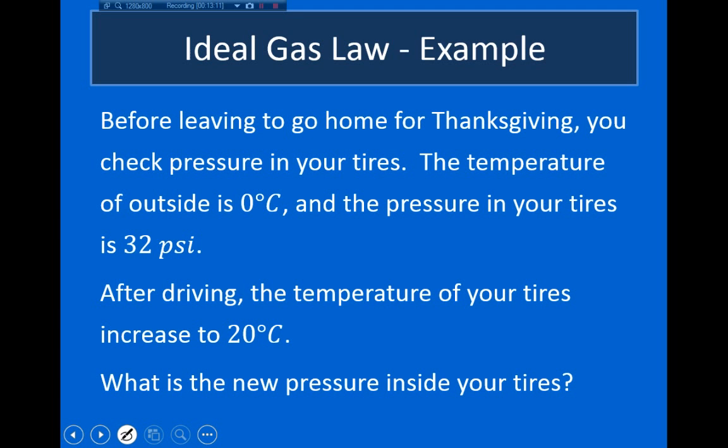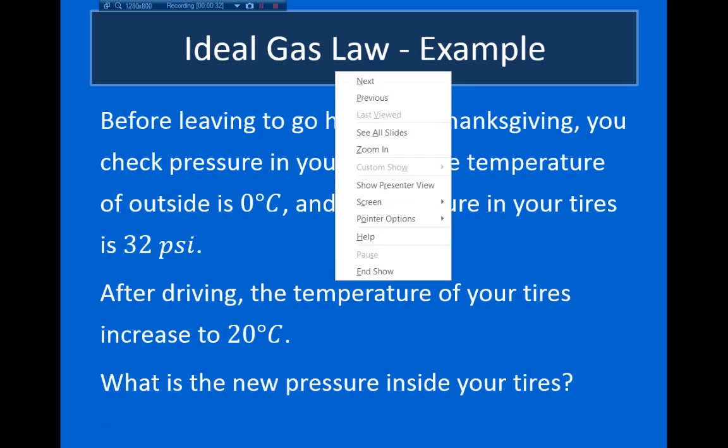So let's go ahead and look at an example. The first example says, before leaving to go home for Thanksgiving, you check the pressure in your tires. The temperature outside is 0 degrees Celsius and the pressure in your tires is 32 psi. After driving, the temperature of your tires increases to 20 degrees Celsius. The question asks us to determine the pressure inside your tires.